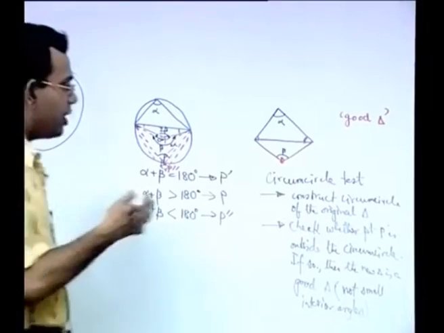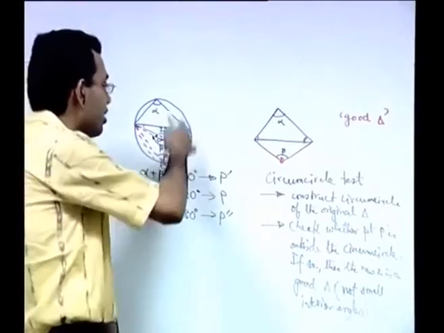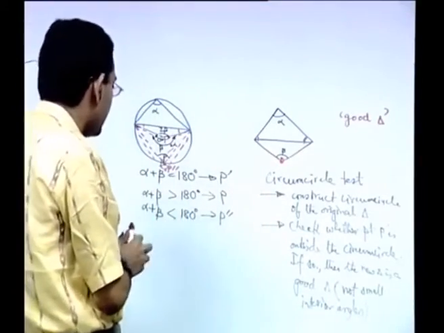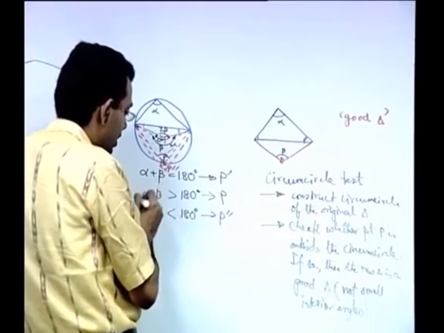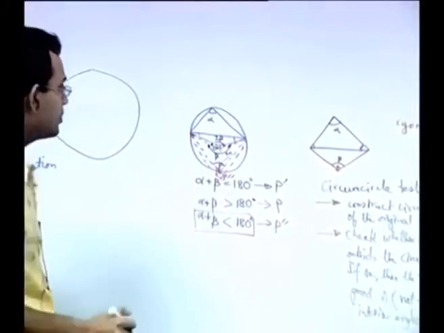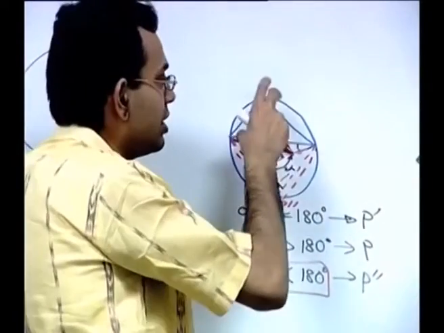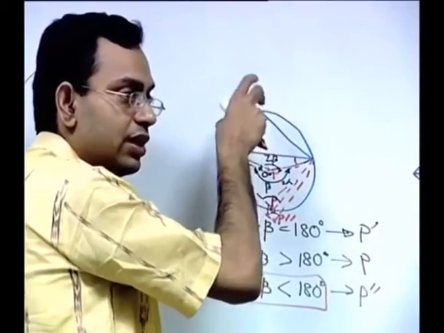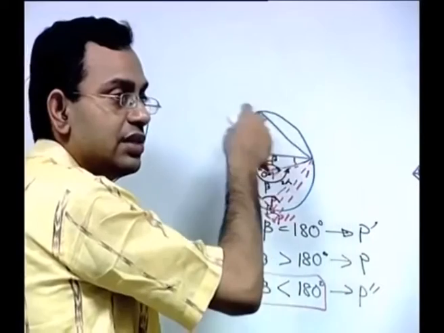Now, how do you assess this criterion? Obviously, every time you do not draw a circumcircle and check. So, to assess the criterion you go for this alpha plus beta criterion. So, you check whether alpha plus beta is less than 180 degrees or not. That is possible by coordinate geometry, because you are given the coordinates of different points.